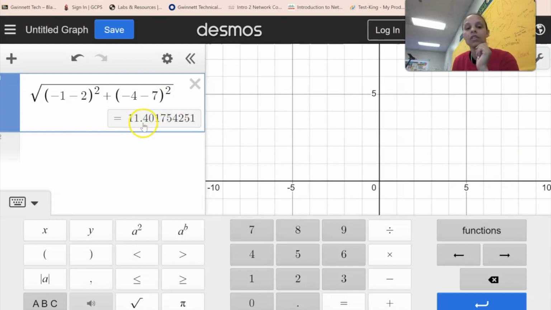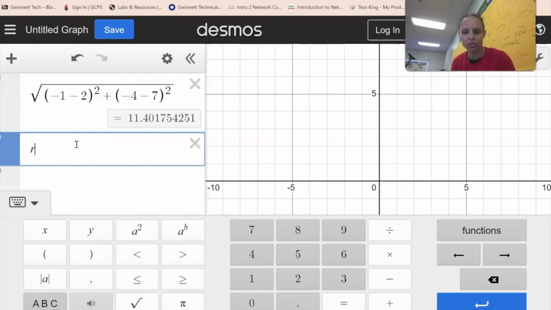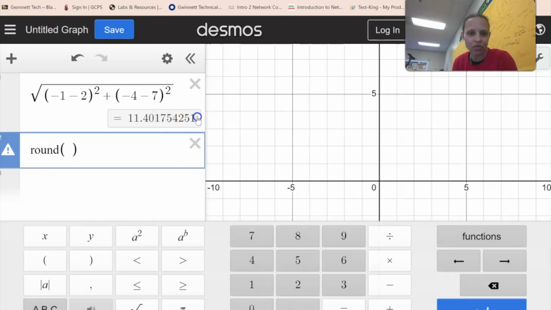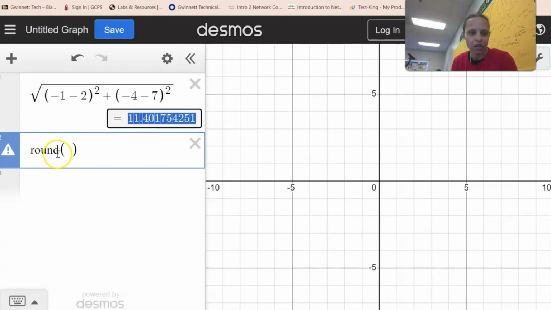So which means they're going to do one of two things. Either they're going to say round to the nearest blah, blah, blah, or they're going to say write it in simplest radical form. So I'm going to show you radical form because rounding, we've already talked about, you can just type in round with a parentheses, whatever it is that you want to round.